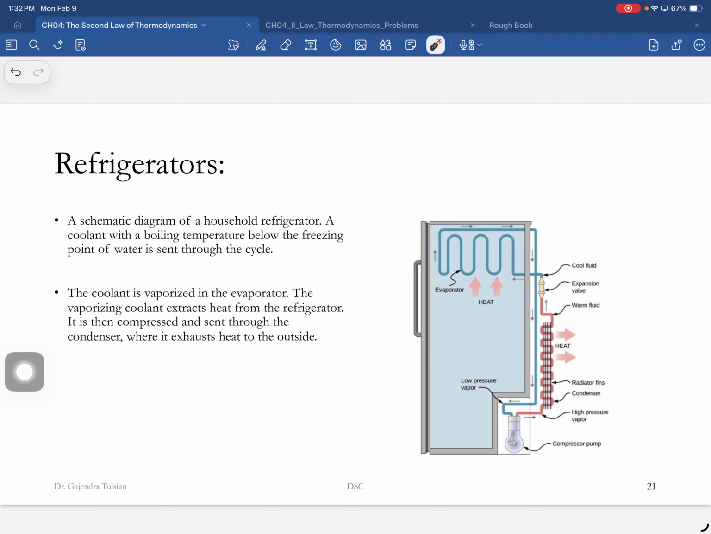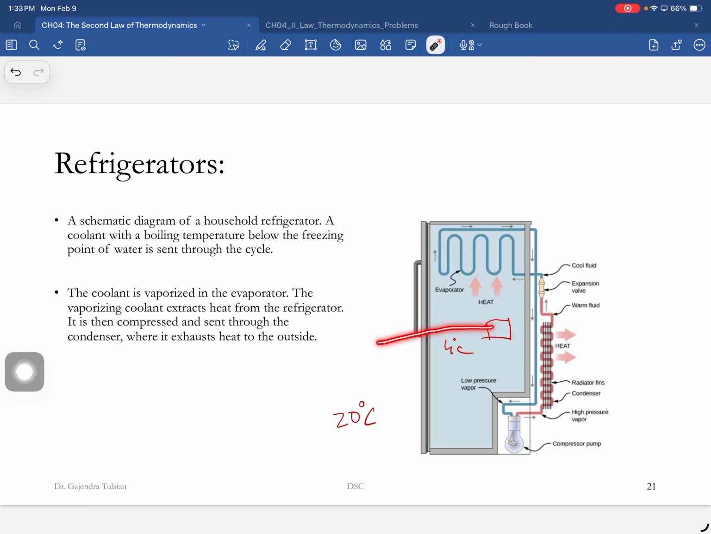So that's what you want to do in practice. That's a refrigerator. All right, let's look at this. Of course you're not using water. You're using some kind of a coolant, and that fluid is flowing in a closed pipe. So in this pipe, which is inside the refrigerator, again, it's a closed pipe, the coolant is evaporated.